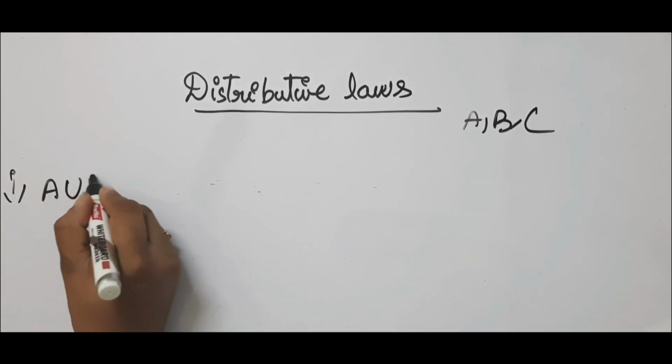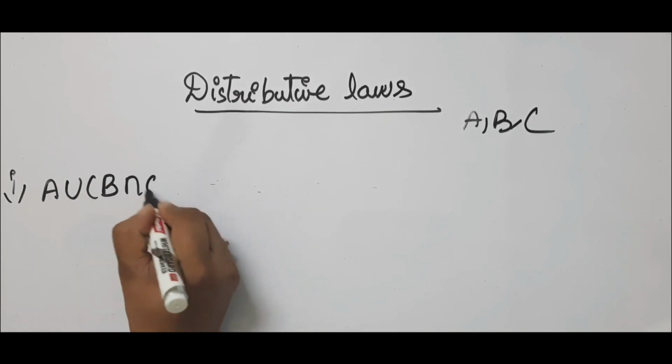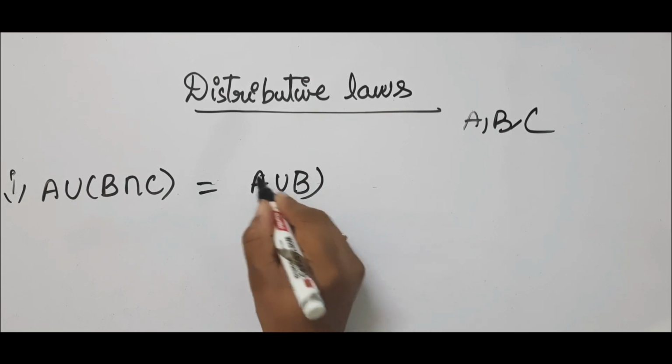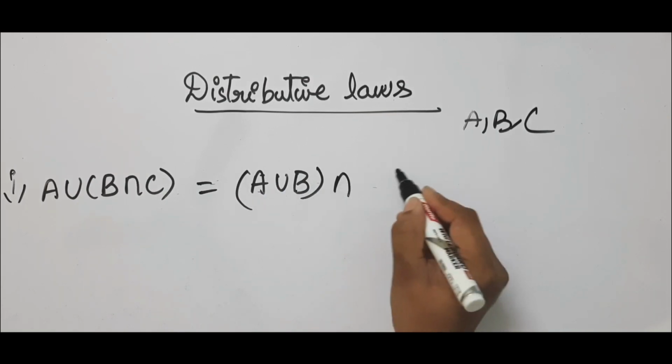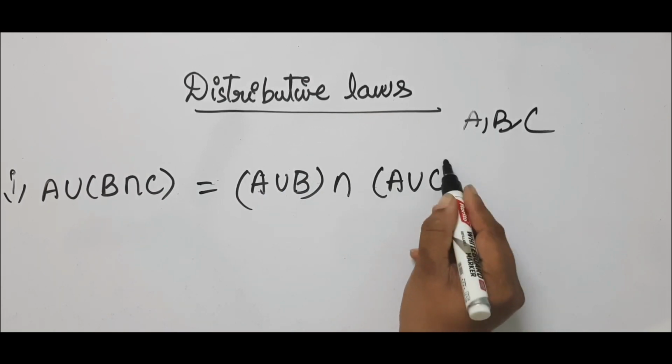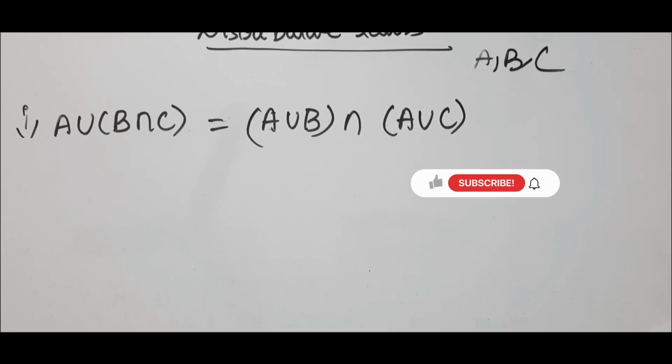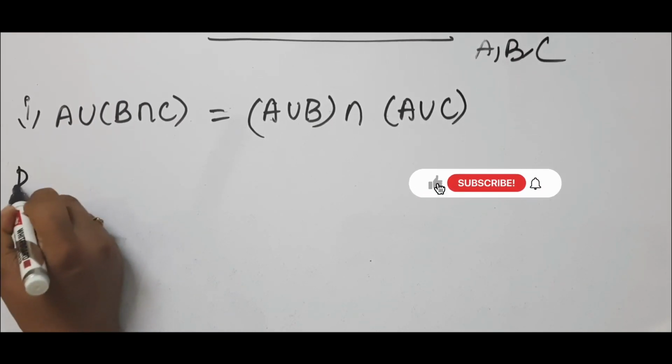A union B intersection C is equal to A union B intersection A union C. Okay. Let us study first this. Then we will go into the second law, that is how to distribute the intersection operation over union of two sets. Okay. Let us see the proof of this.